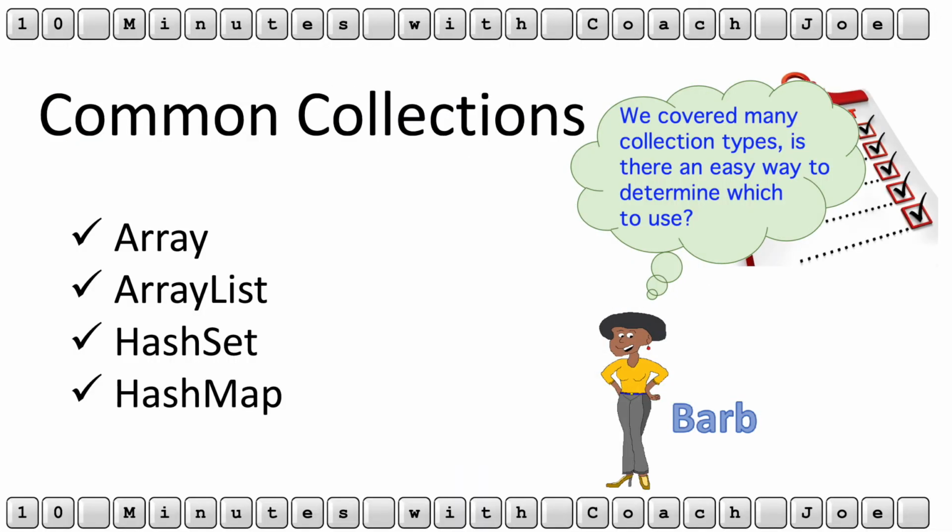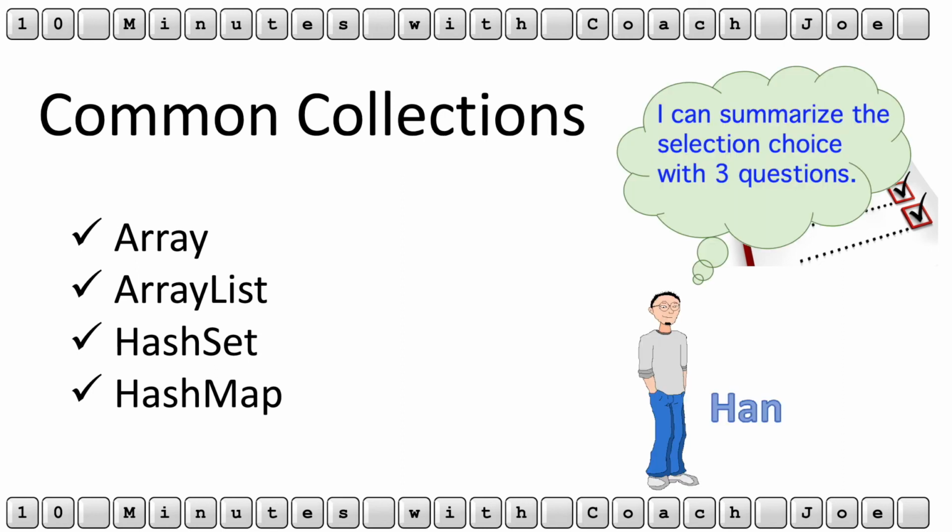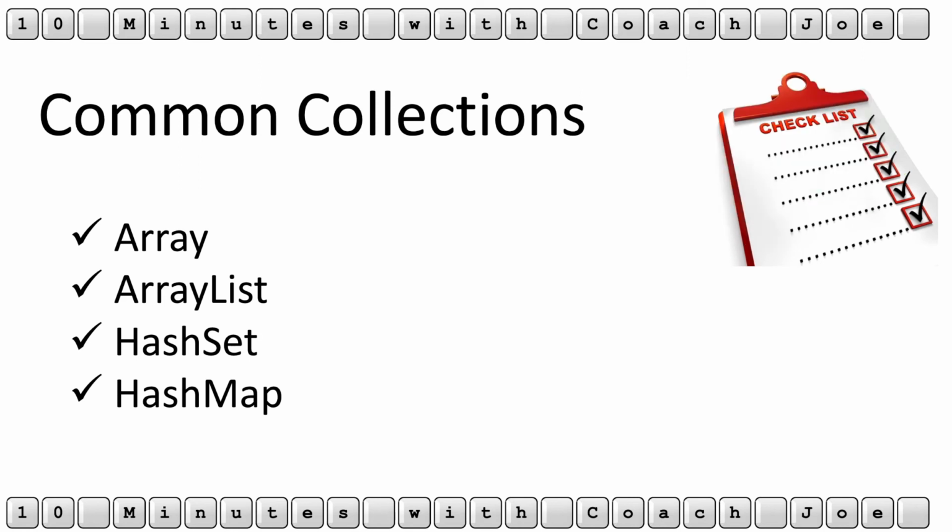Over the last 4 lessons, we covered 4 commonly used collections: the array, array list, hash set, and hash map. There is no guaranteed way to select the correct collection, but there are a few clues that could point you in the right direction. Alright class, Han will help us determine the best collection to use based on 3 easy questions.